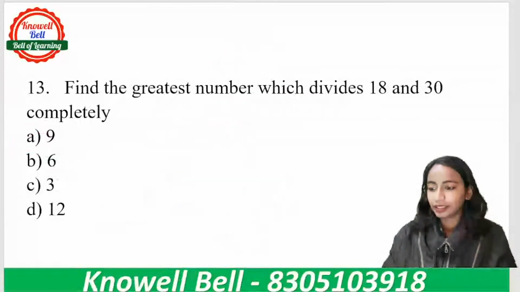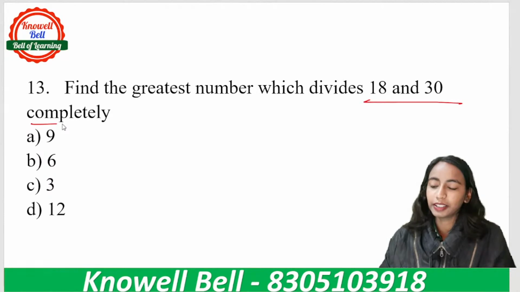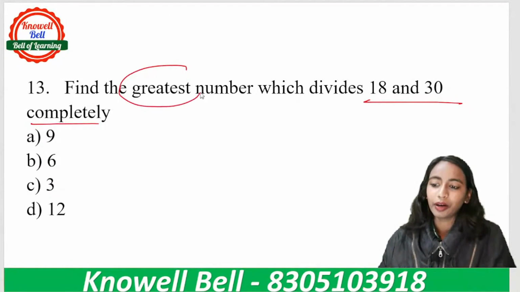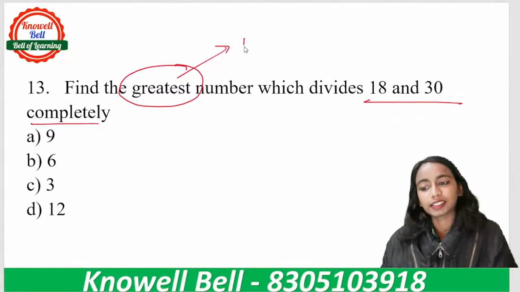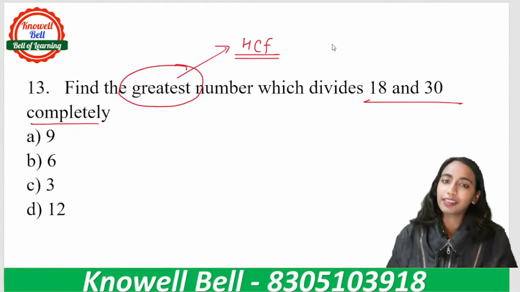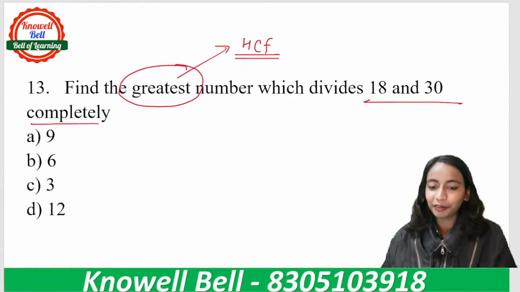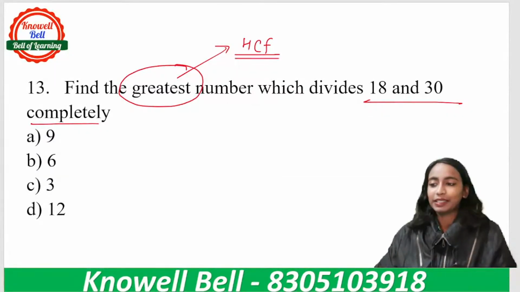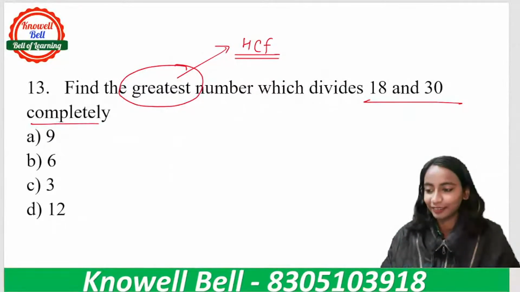Okay. Next question is: find the greatest number which divides 18 and 30 completely. Once again, what have we used? We have used the word greatest. Greatest means we have to find the HCF. The question is not directly asking us to find the HCF, but it has used the word greatest. So that means we have to find the HCF. Get started, everyone. We'll create a poll for this. I think 60 seconds are enough. Provide your answers within 60 seconds, and then we will see who answered first, second, and third.